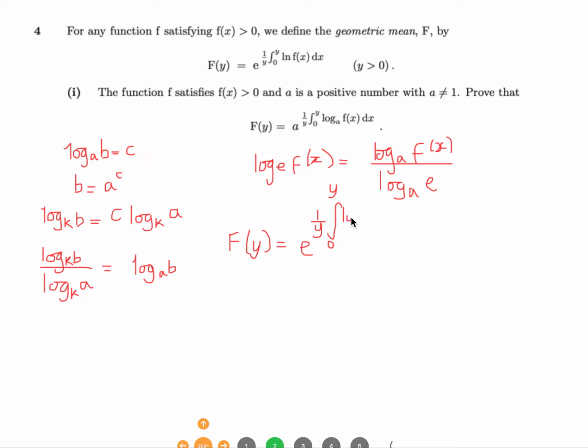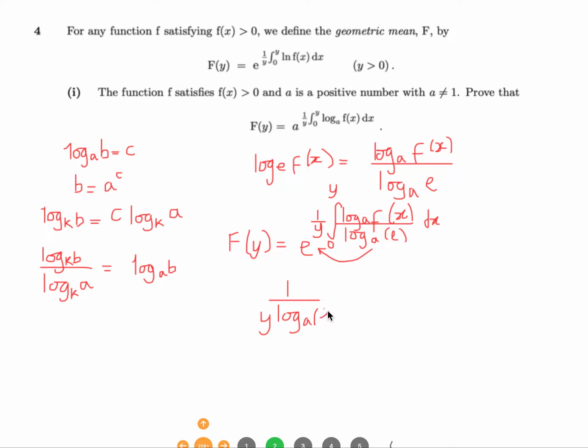Okay, just write that in. Now log base a of e is just going to be some constant, so I can actually factor this out. I can factor out this log base a of e, so it will end up going outside of the integral. So what I'd have is e to the power of 1 over y log base a of e.